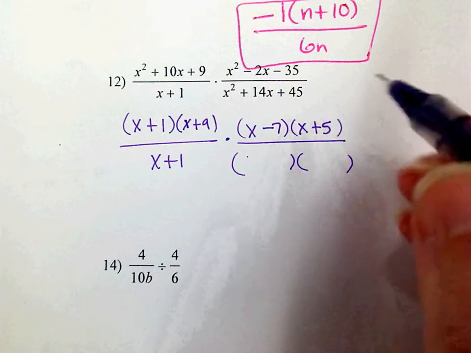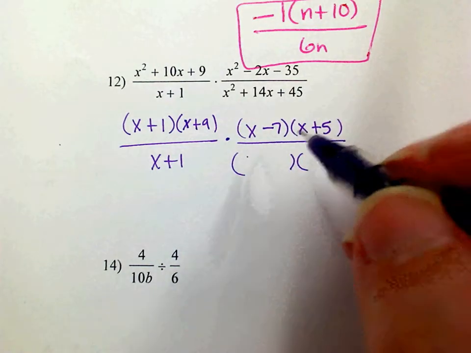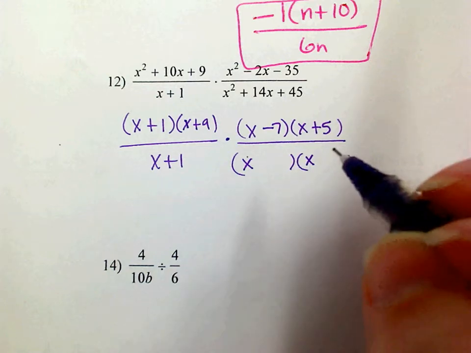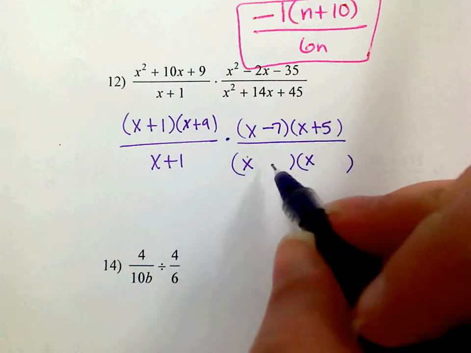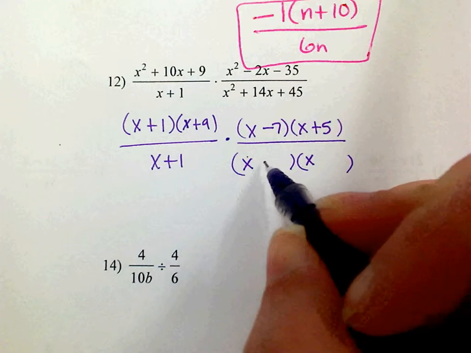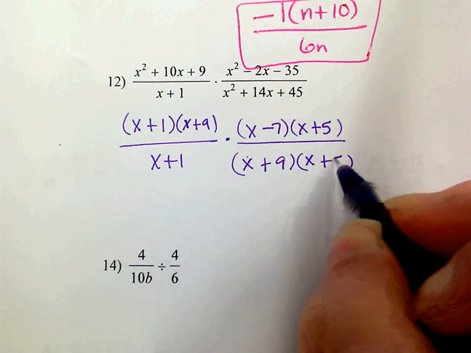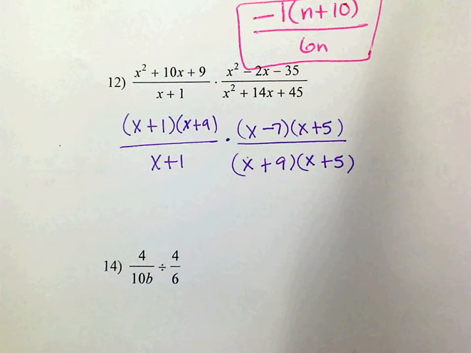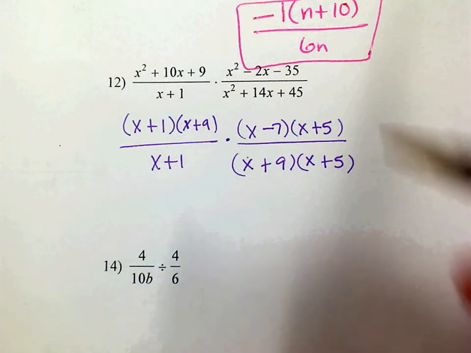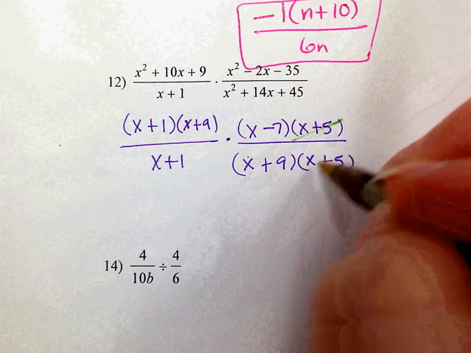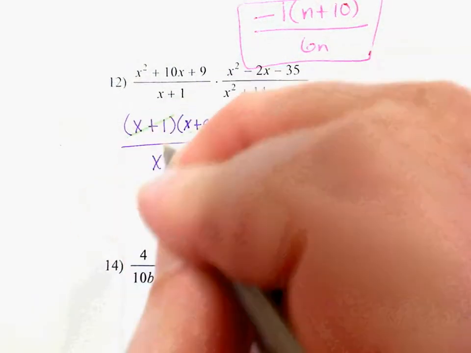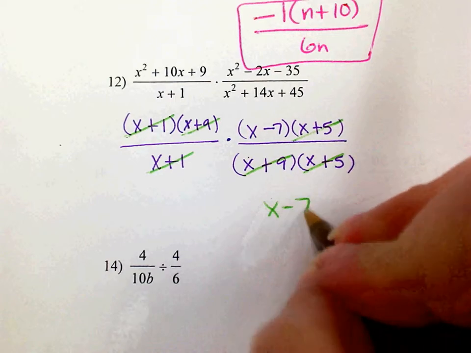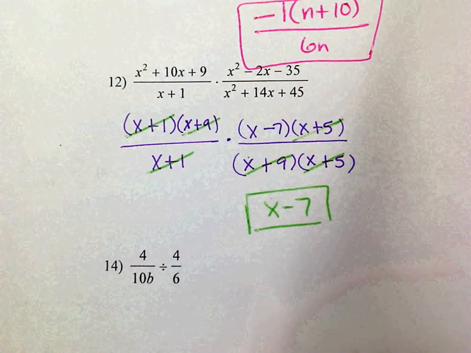Factors of 45 that add up to 14. 9 and 5, right? 9 and 5? Okay, so plus 9 plus 5. And then it just becomes what cancels out? Yeah? What cancels out? Final answer? X minus 7, yeah?